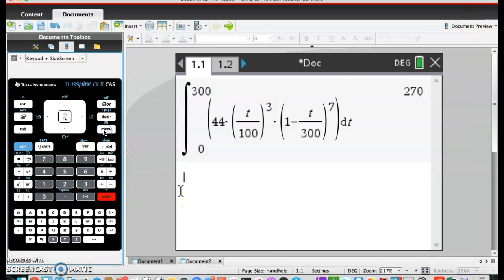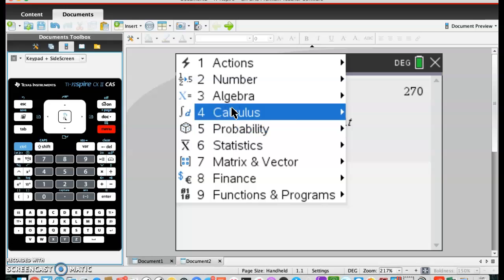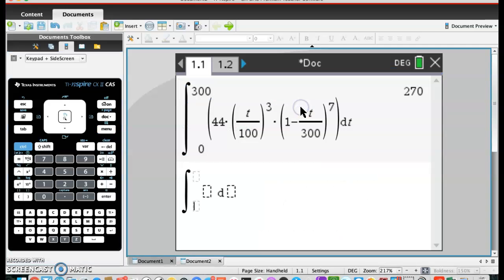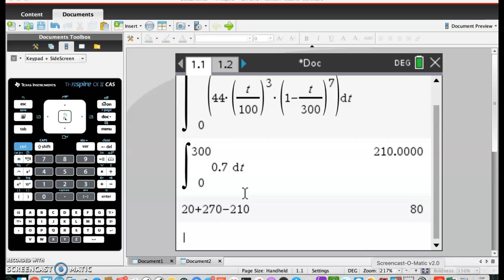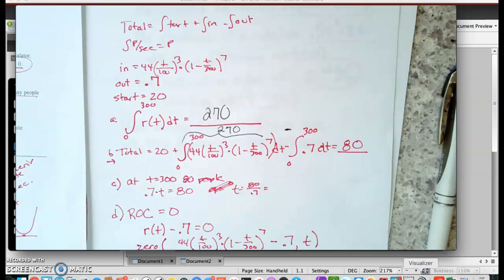Let's integrate that. Menu, calculus, integral from 0 to 300 of 0.7. The letter I put doesn't matter, I'm going to put dt. Enter. So that means I've got 20 plus 270 minus 210 equals 80, which matches the answer we have right there.